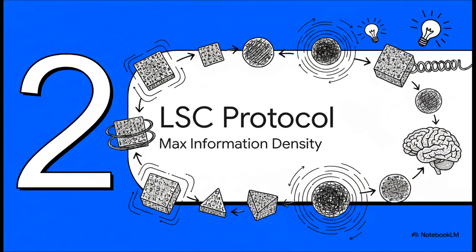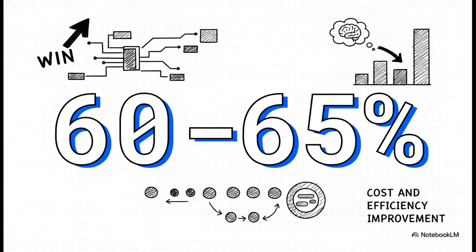Which brings us right into Section 2, LSC, the compression protocol itself. Look, this isn't just about making things smaller. It's about making them more potent. It's about maximizing the actual, useful information that's packed into every single token. Let's talk numbers, because this is where it gets really good. The first huge win for any engineering team is a 60 to 65% average reduction in token usage.